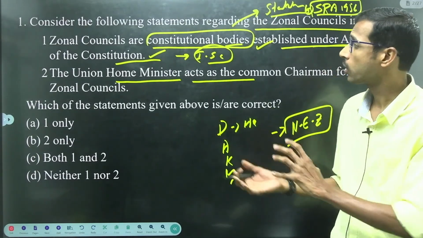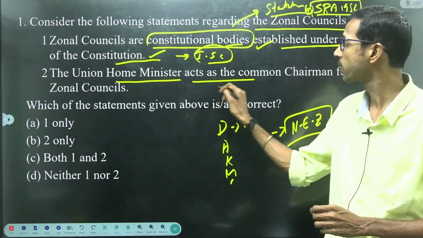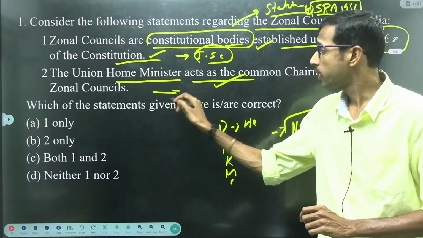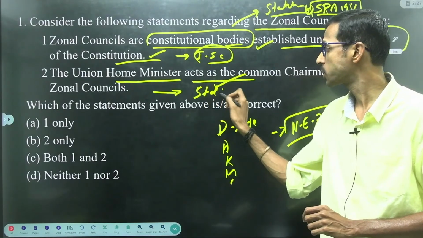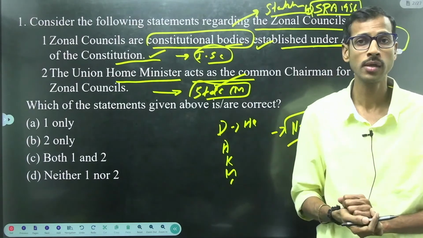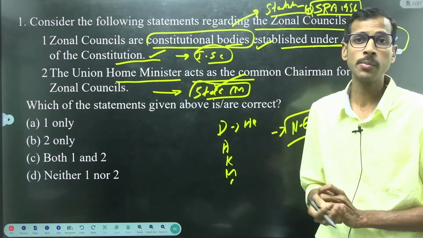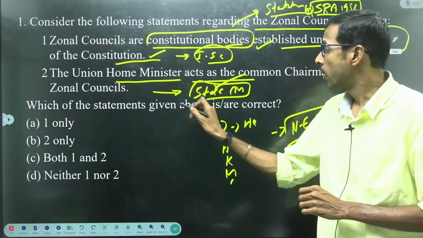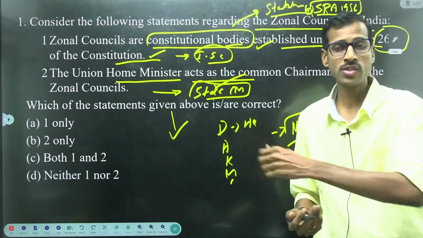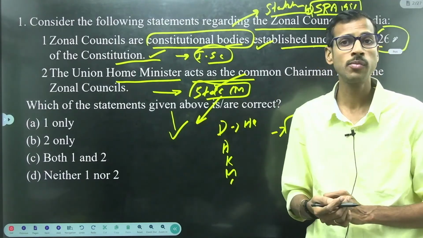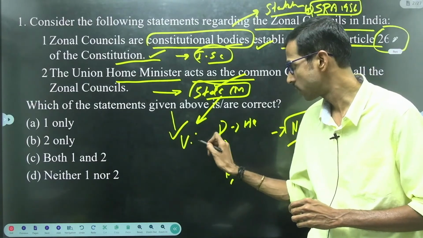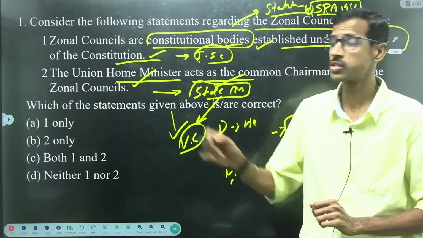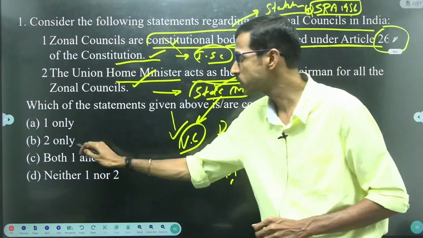Coming to the composition, the Union Home Minister acts as the common chairman for all the zonal councils. Apart from that, each state's CMs are also members. Meetings are conducted on a rotational basis, so wherever it is conducted, that particular state's CM will be the vice chairperson. The chairperson is every time the Union Home Minister. So the second statement is correct, the first statement is wrong. Only 2 is the correct option.